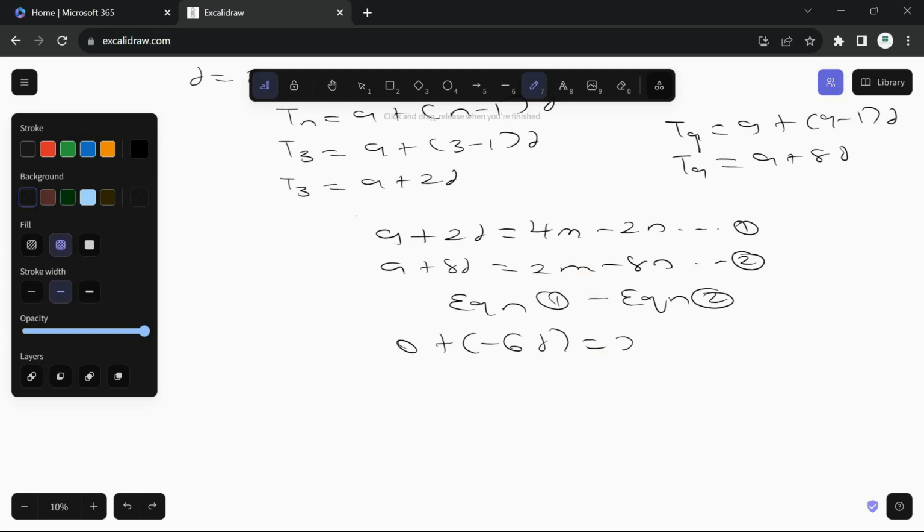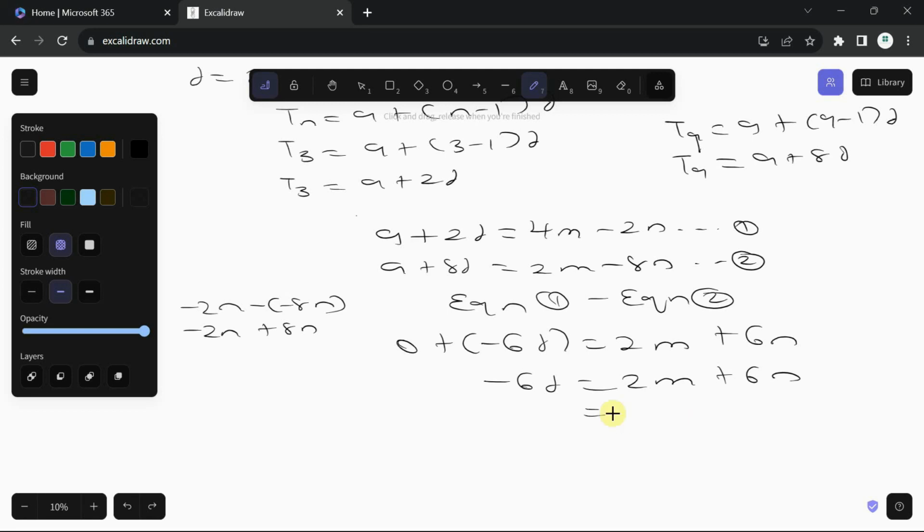is equal to 4m minus 2m, that will be 2m, minus 2n minus 8n. So this is like saying minus 2n minus 8n, which will give you minus 10n. Let me rewrite this. Zero plus anything is just that thing. So this is minus 6d is equal to 2m plus 6n.